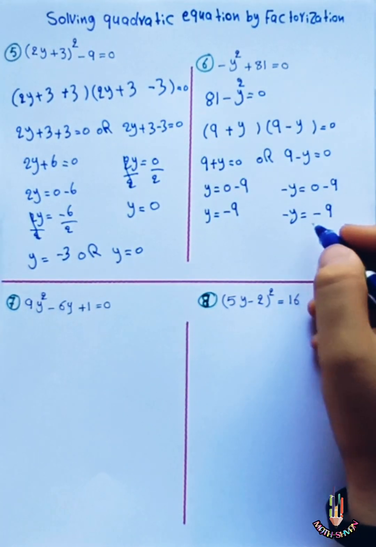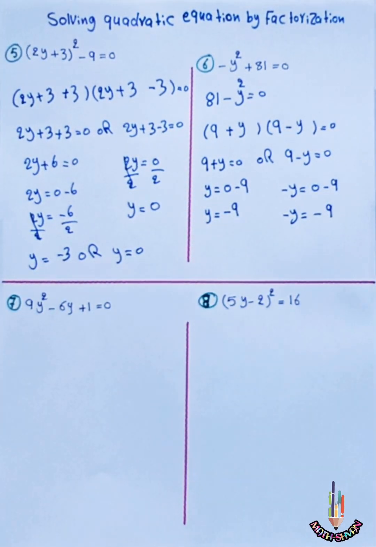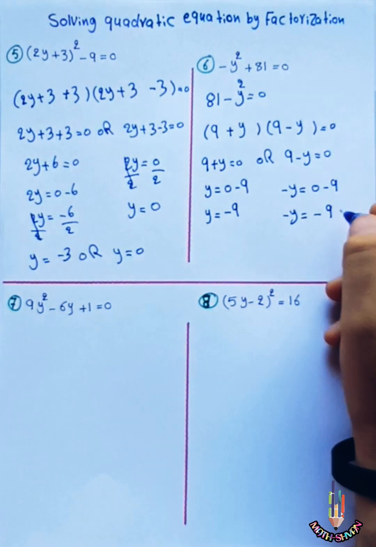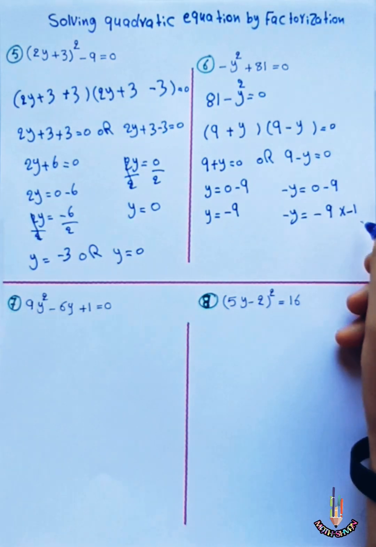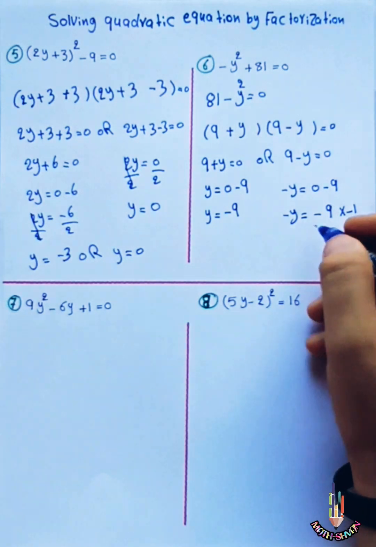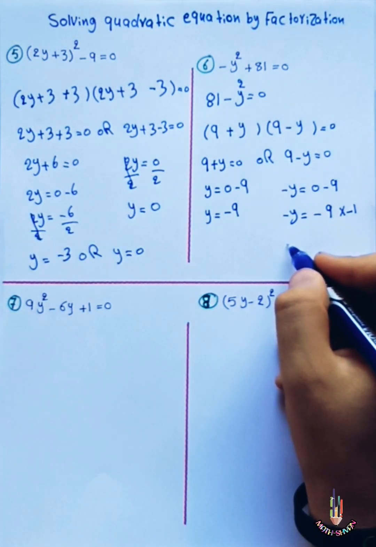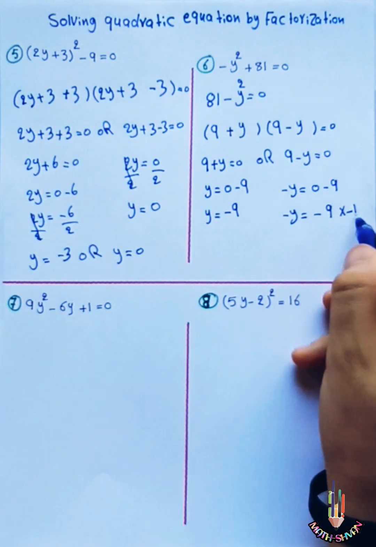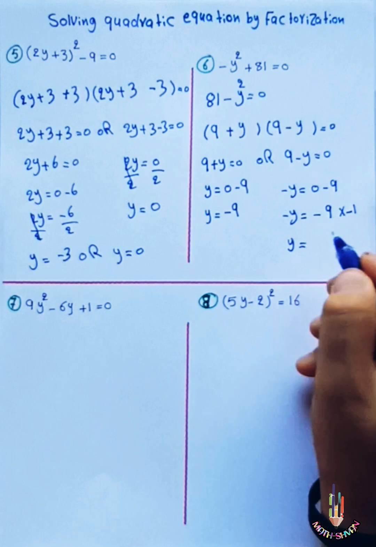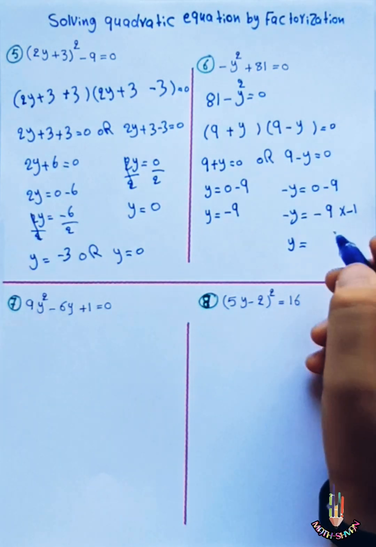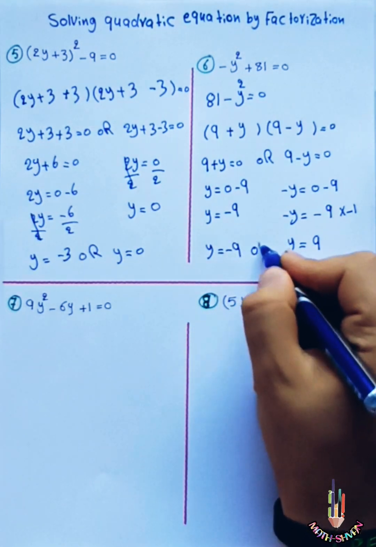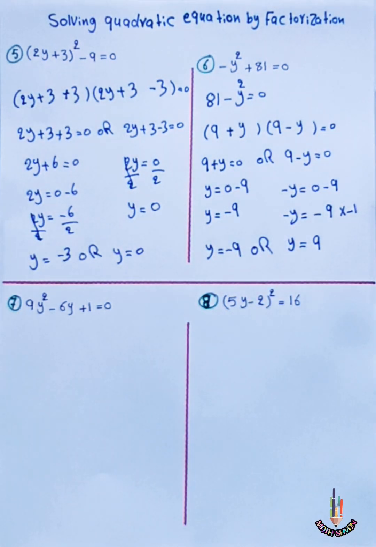After that, the value for each variable should not be negative, so you have to multiply both sides by negative 1 to make this variable positive. When we multiply negative y by negative 1, we will get positive y, and then negative 9 multiplied by negative 1 is 9. So the value for y is negative 9, or y equal to 9.